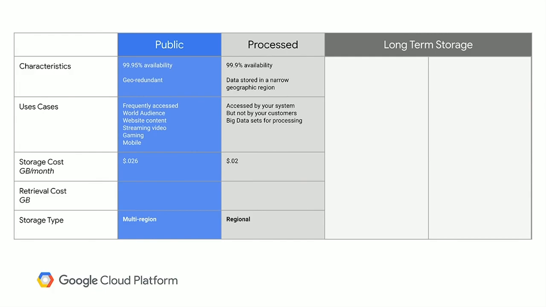Now, it's important to note that just because it's regional doesn't mean it's only available in that region. It just means that it will be faster served in that region than somewhere else. It's still worldwide available if you wish it to be. It's cheaper, 2 cents per gigabyte per month. And so that's regional. Now we have two long-term storage implementations.